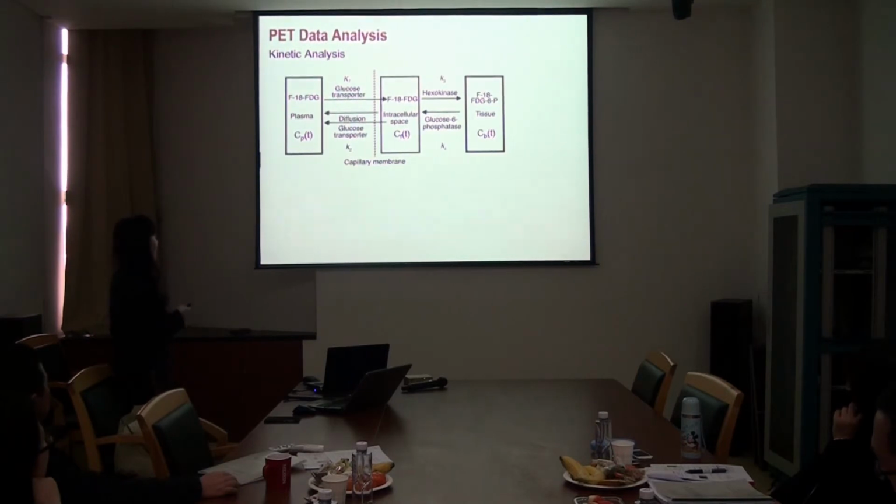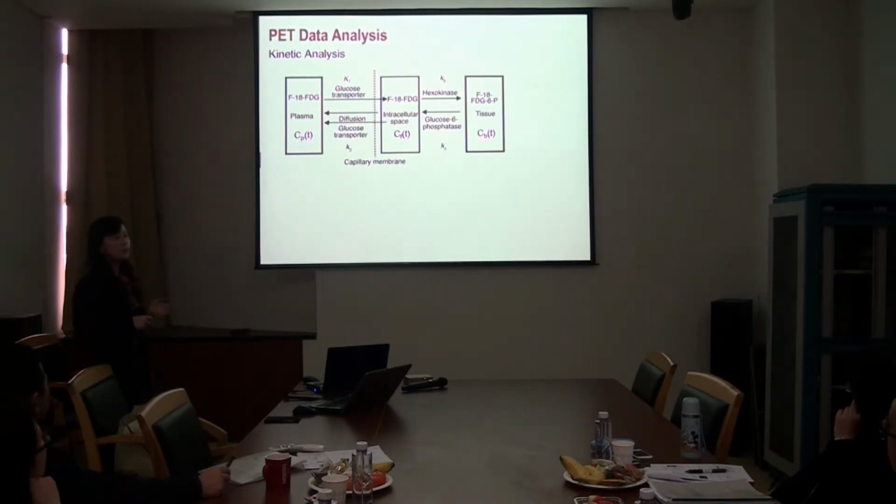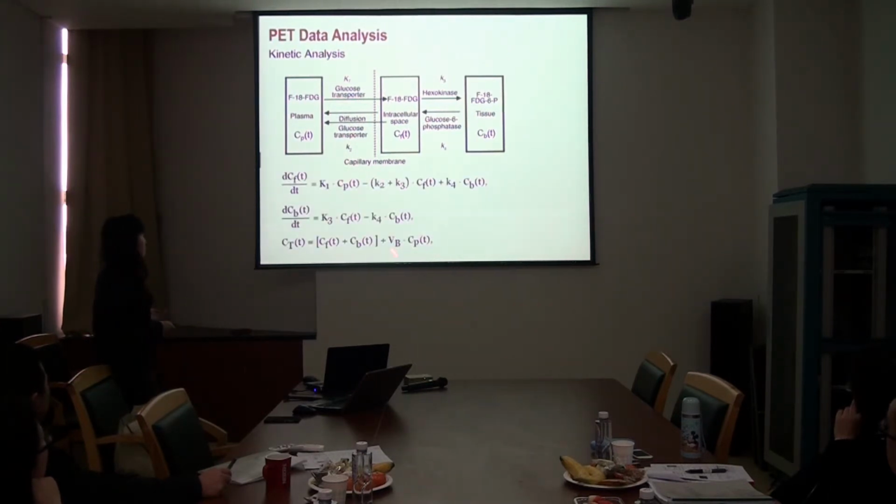For kinetic analysis, we used a 3-compartment model for FDG. As I have previously introduced, FDG is taken up by cells through glucose transporters and phosphorylated by hexokinase to form FDG-6-phosphate. So this model is a mathematical form to simulate the biochemical changes of FDG inside the body. The kinetics of FDG can be expressed in this form. Here, K1 to K4 are rate constants, and CP(t) is the plasma activity. CF(t) and CD(t) are the non-metabolized and phosphorylated FDG.